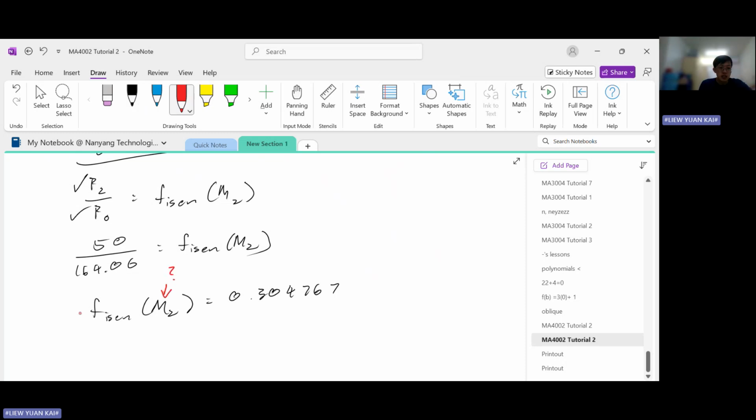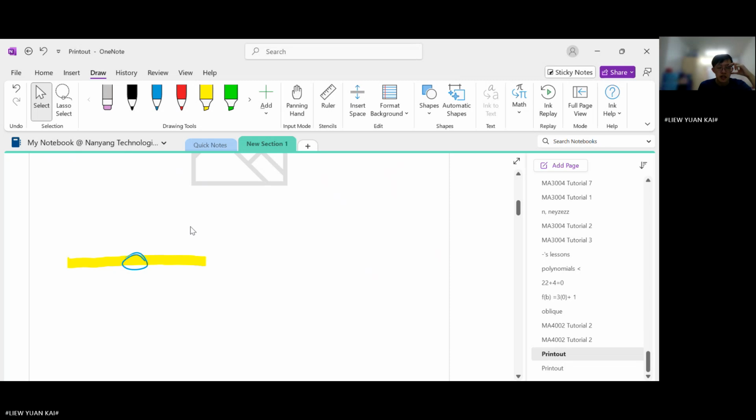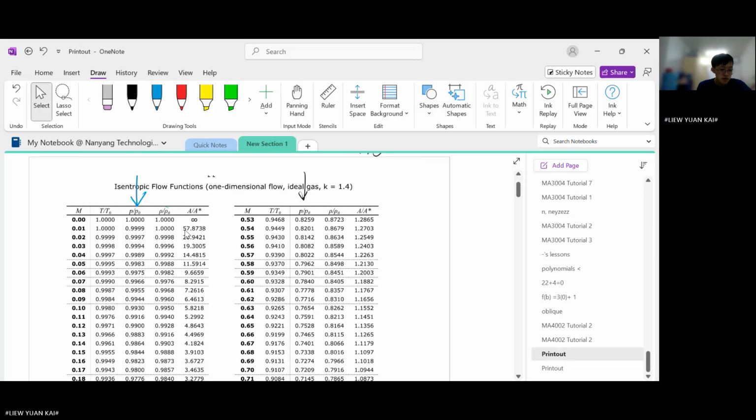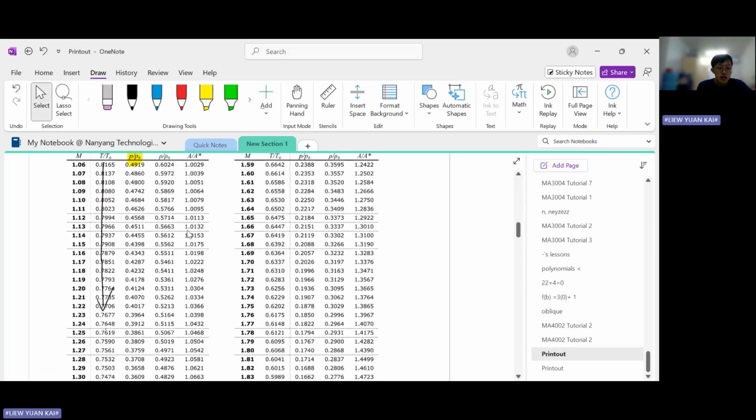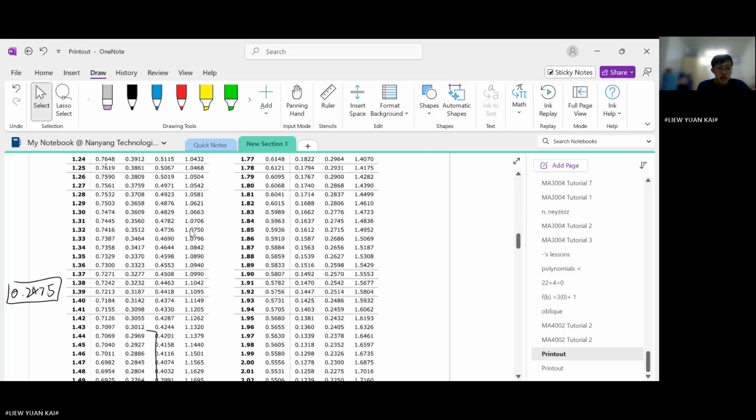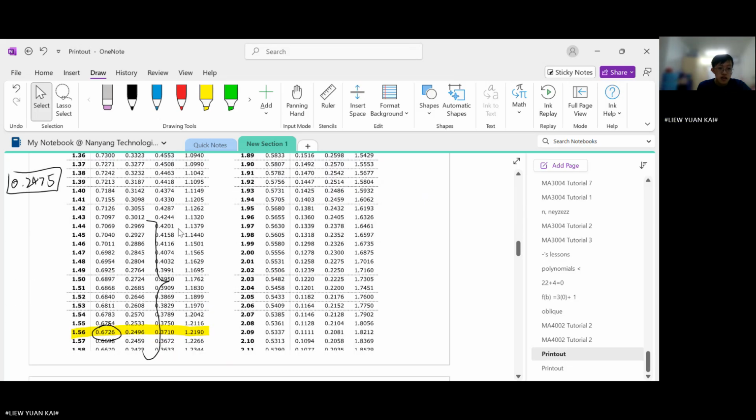So how do we find M2 using this? What this says is, you go to the table and look for a pressure ratio. You look at the P over P naught column and look for an entry that is closest to 0.3047. So let's look at the pressure ratio column where the entry is closest to 0.30476. It should be here.